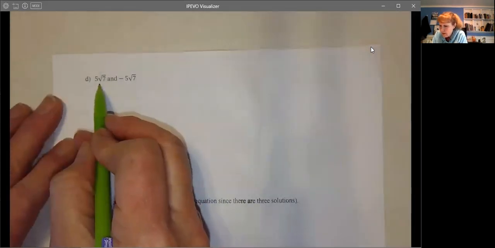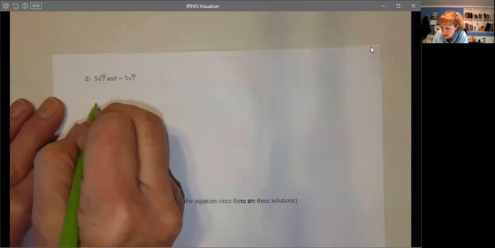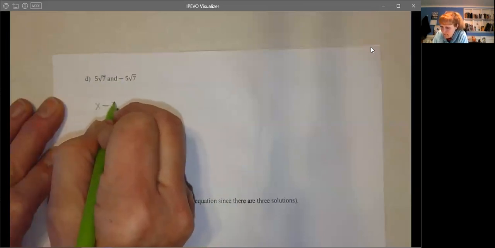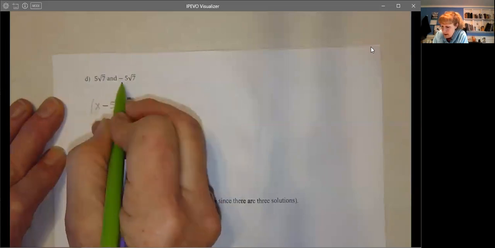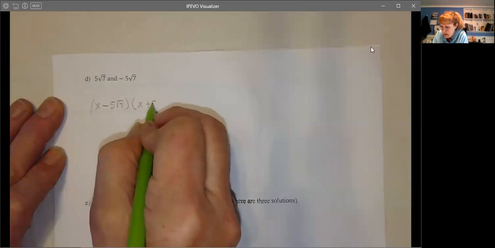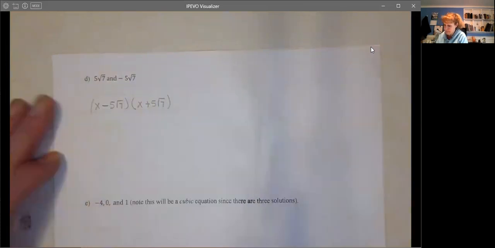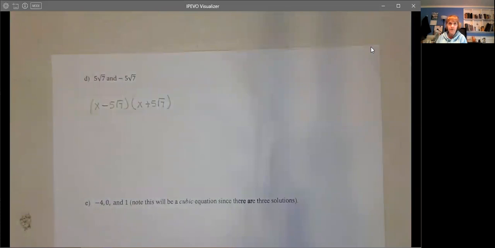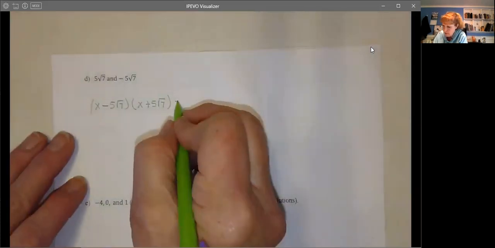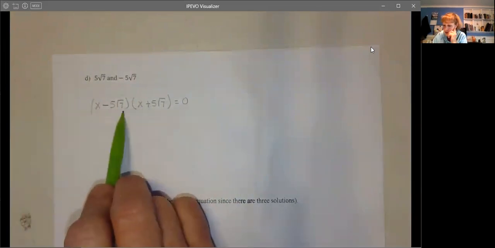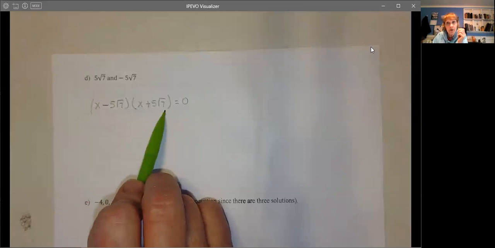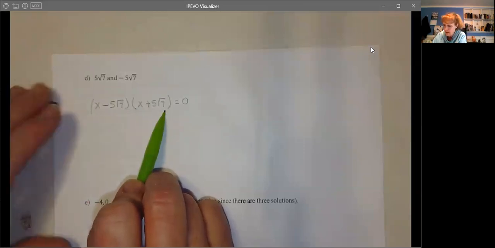Let's go ahead and write this out. So we'll have the opposite, x minus 5 square roots of 7. The opposite of that is x plus 5 square roots of 7. Okay, and we use our FOIL method, equals 0, in order to multiply that out. When you've got these conjugates, notice I've got a minus and a plus. These are conjugates of each other. The middle term will always drop out, which is kind of nice.